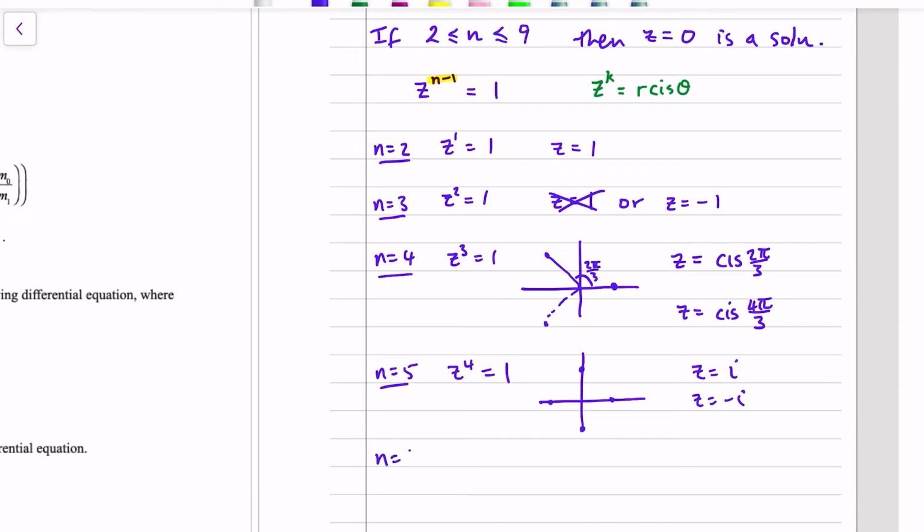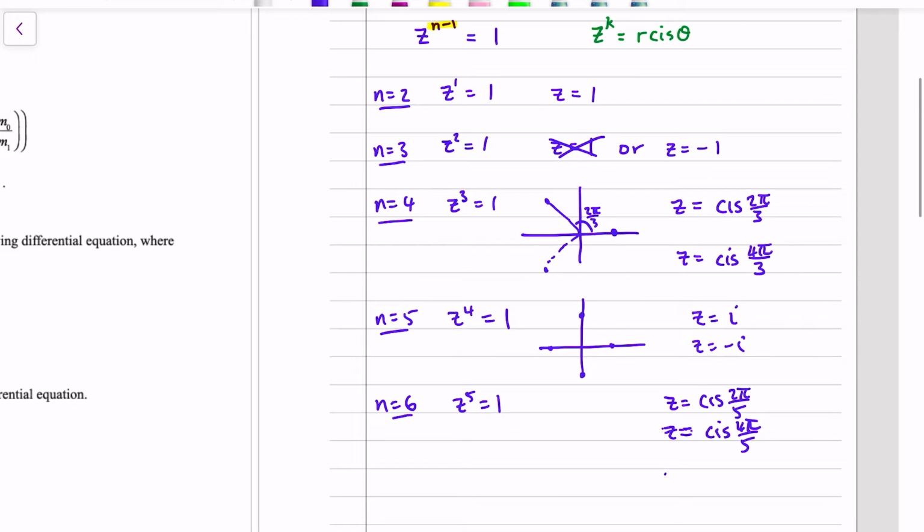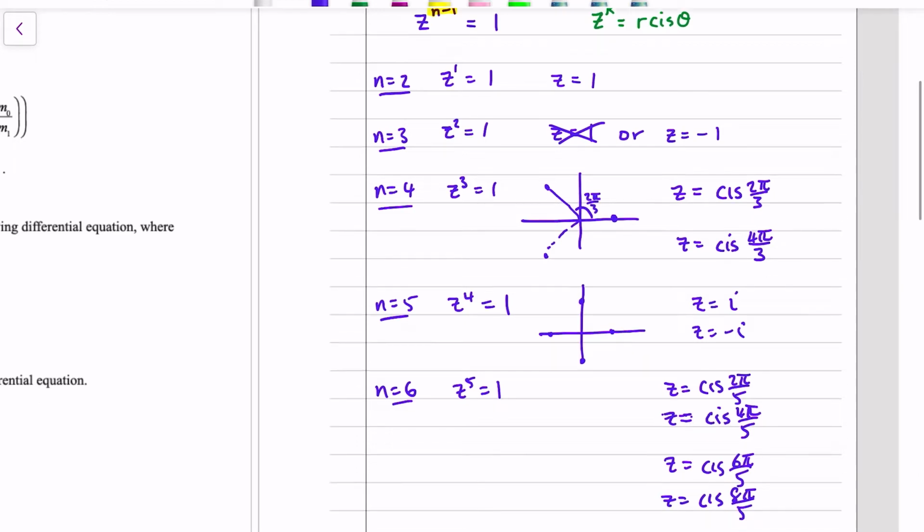n equals 6, z to the 5 equals 1. Okay, those solutions are all split by a fifth of 2 pi, so 360 divided by 5, 72 degrees. So those solutions, apart from the starting one of z equals 1, are all going to be different and ones that we haven't seen before. z is equal to cis 2 pi over 5, cis 4 pi over 5, 6 pi over 5, and 8 pi over 5. Yeah, so they're new ones.